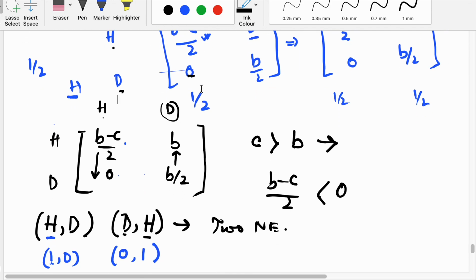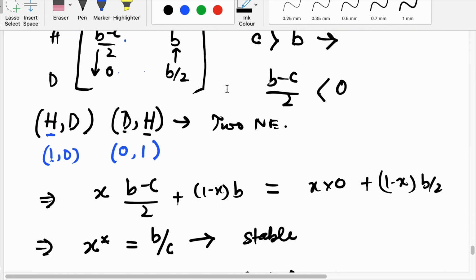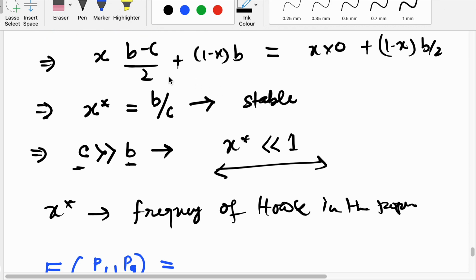Now if we analyze the game through evolutionary dynamics or replicator dynamics, you will find that only one fixed point is there, and it is stable, which is B by C. B is the benefit of winning and C is the cost of fighting.